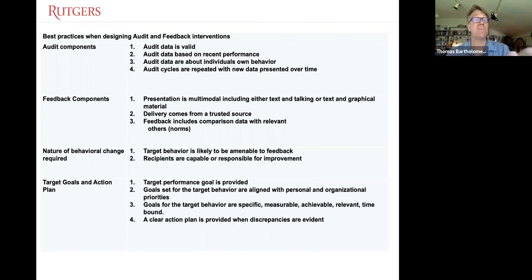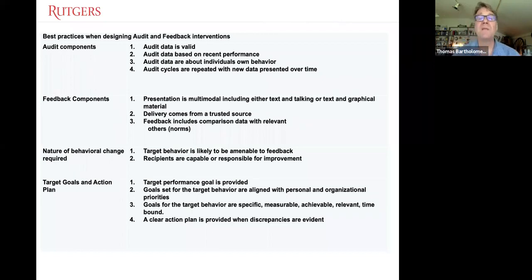I would encourage you to either check out that article or pause on this. There's a lot on this slide. But you can see the practice is broken down, and under audit, it's critically important that the audit be valid. In other words, that if the clinician were to change their practice in the direction of the feedback they receive, outcomes would go up. And that's what is meant by valid in this case.